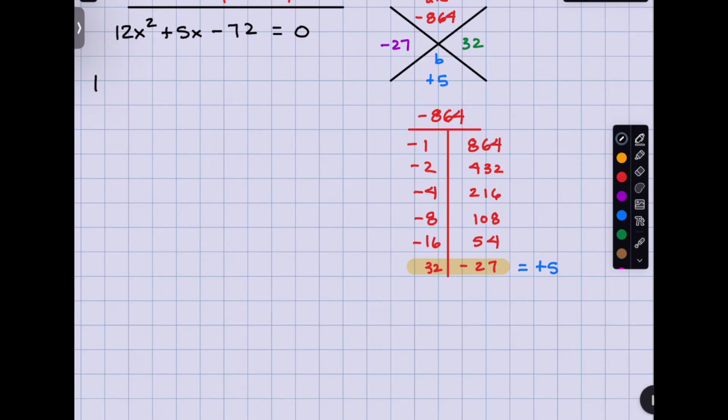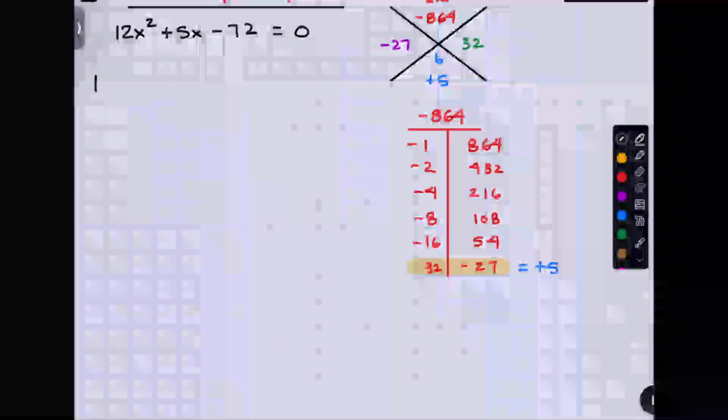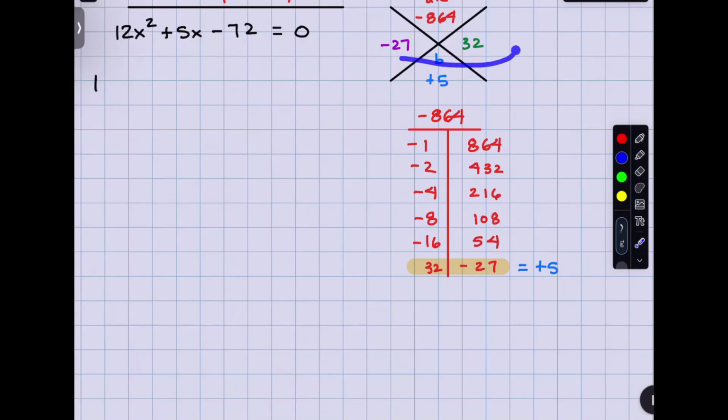I would just care about that. Okay, cool. All right. So again, I'm using the results here to split this term.